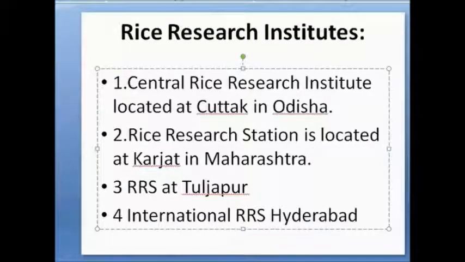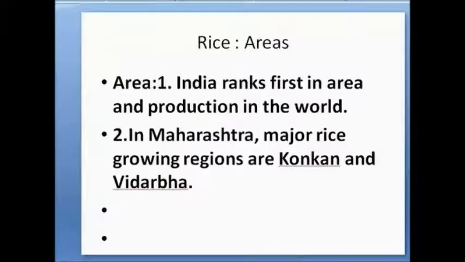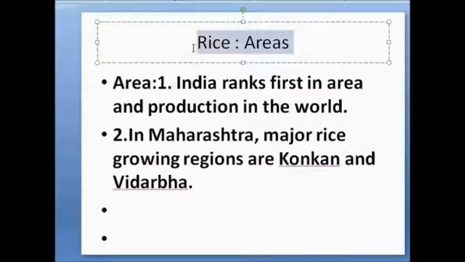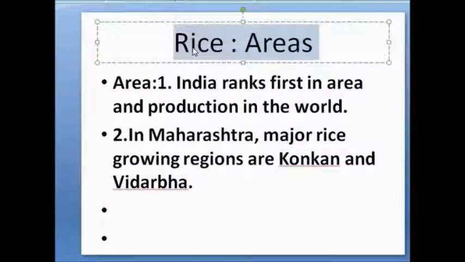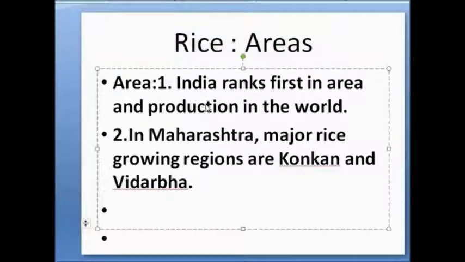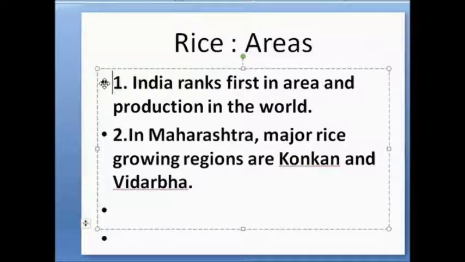Then let us have a look at areas where rice is grown on a large scale. First of all, considering the world production of rice, India ranks first in area and first in production of rice in the world. It means there is the highest production of rice and the highest area under cultivation of rice compared with other countries of the world.